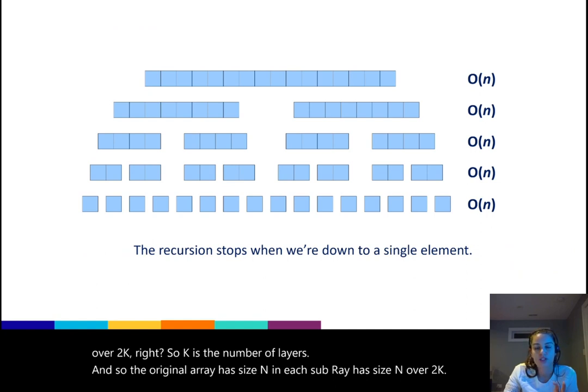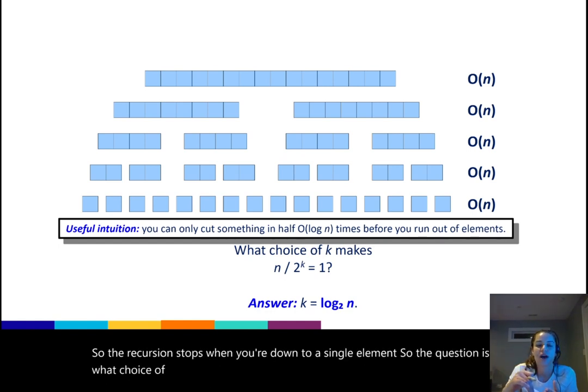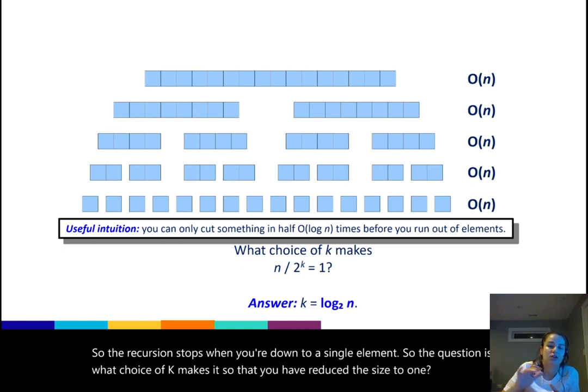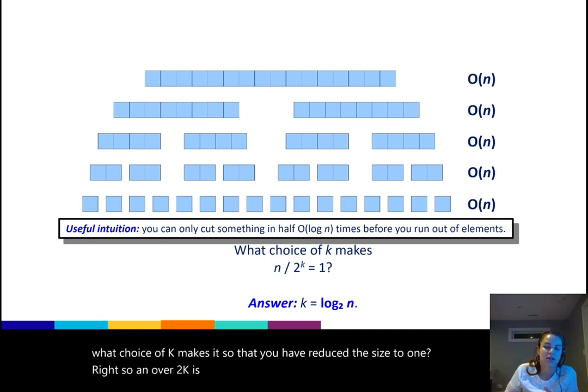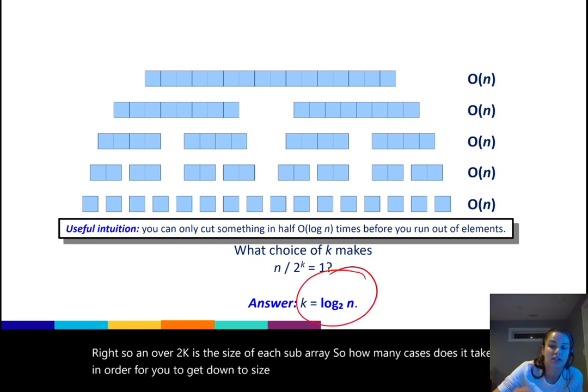So the recursion stops when you're down to a single element. So the question is, what choice of k makes it so that you have reduced the size to 1, right? So n over 2^k is the size of each subarray. So how many k's does it take in order for you to get down to size 1? Well, it takes log n. And it is log base 2.